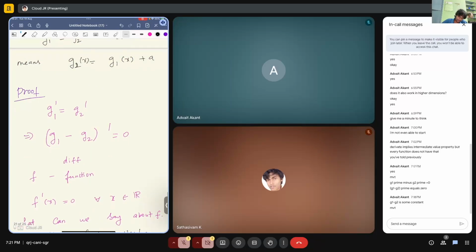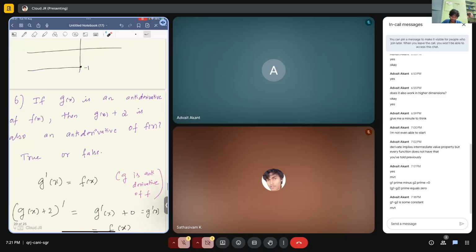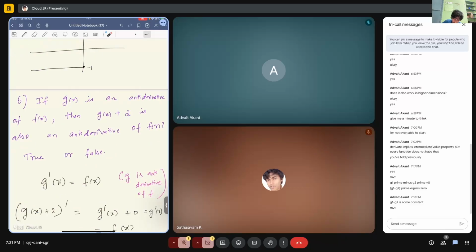So here, if you have two functions whose derivatives are equal, then the derivative of the difference is 0. Since the derivative of the difference is 0, the function is a constant. So g1 minus g2 is some constant, let me call it a. So g1 equals g2 plus a. So if you have two antiderivatives, then they basically differ by a constant.